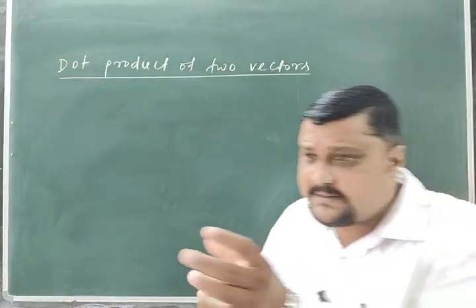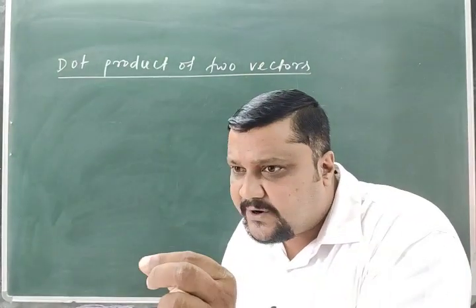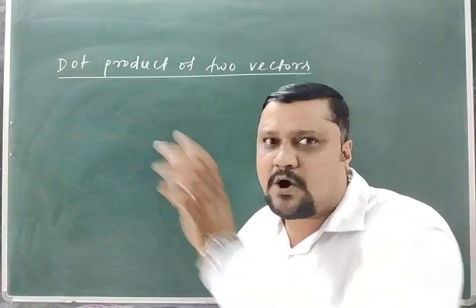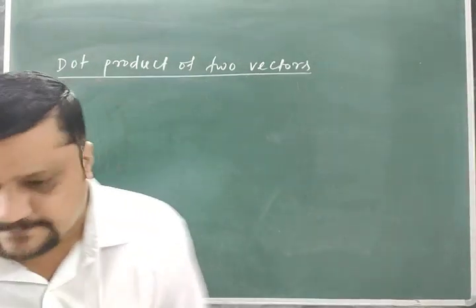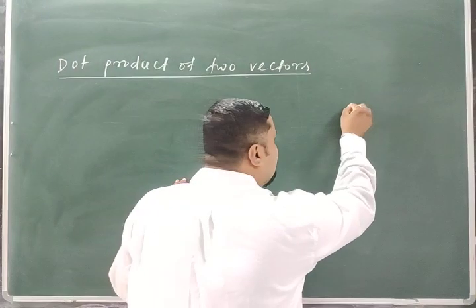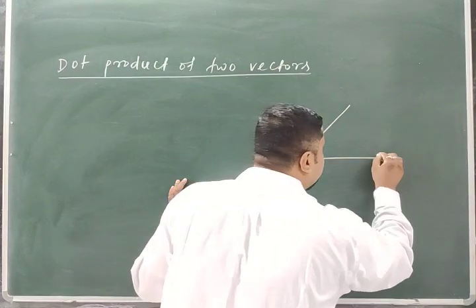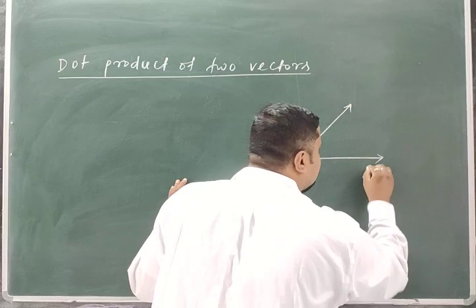When you see there are two vectors and a dot symbol in between them, then you can say that this is the dot product of two vectors. Clear? Now, let us consider two vectors. Let me show that the two vectors are like this. A and B are the two vectors.